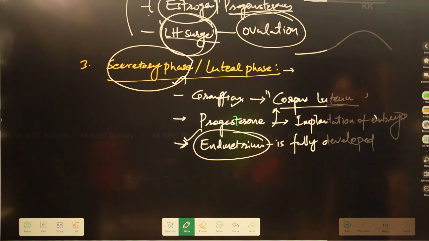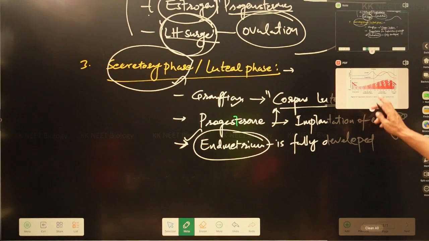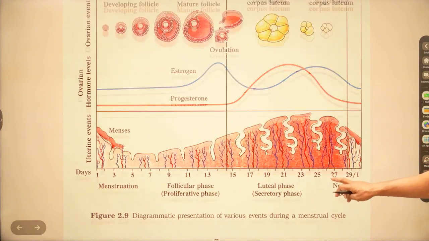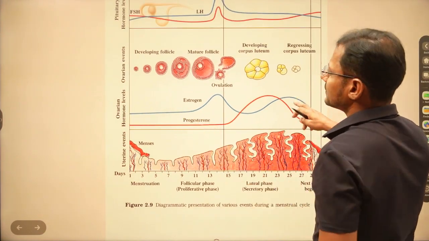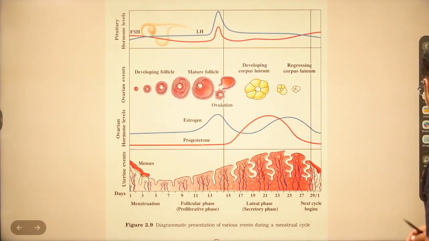What is that? The menstrual cycle, the diagram which is given in your textbook. We are going to discuss this one. It's very easy, so don't be afraid of this one. By seeing these diagrams, many people are afraid, but there is no need to be afraid. It's very easy.